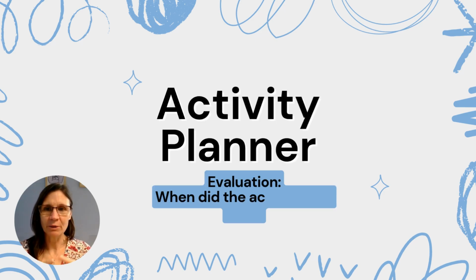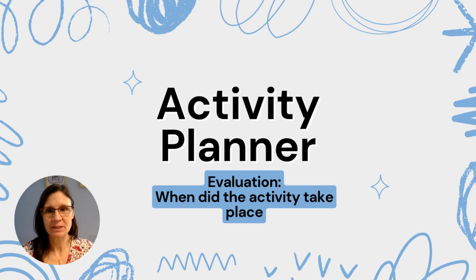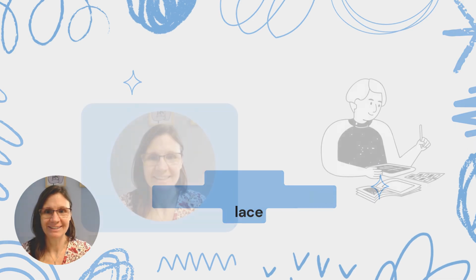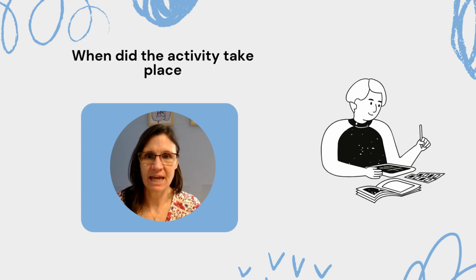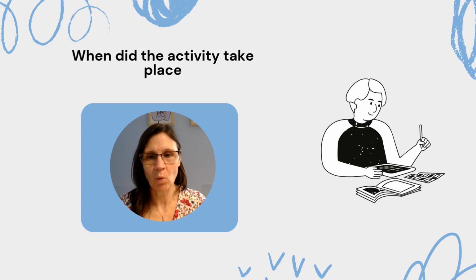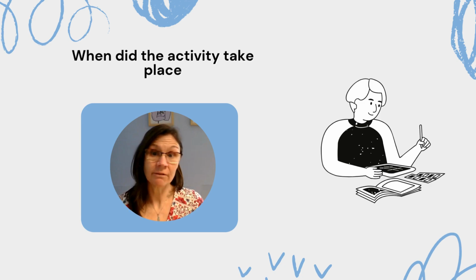Okay, so welcome to the review aspect for the activity planner and talking about intentional teaching. This first section is going to be talking about when did the activity take place and why we want to have that information in our reflective practice. With a good reflective practice, it's always helpful to understand where you started and where you ended.